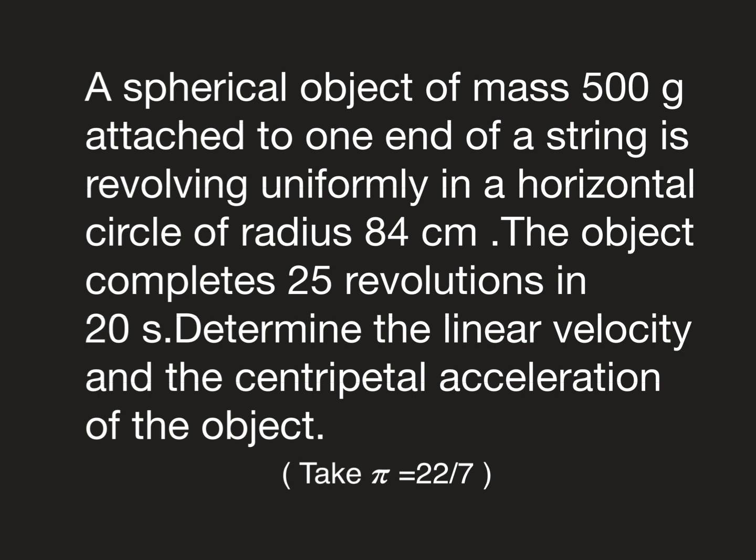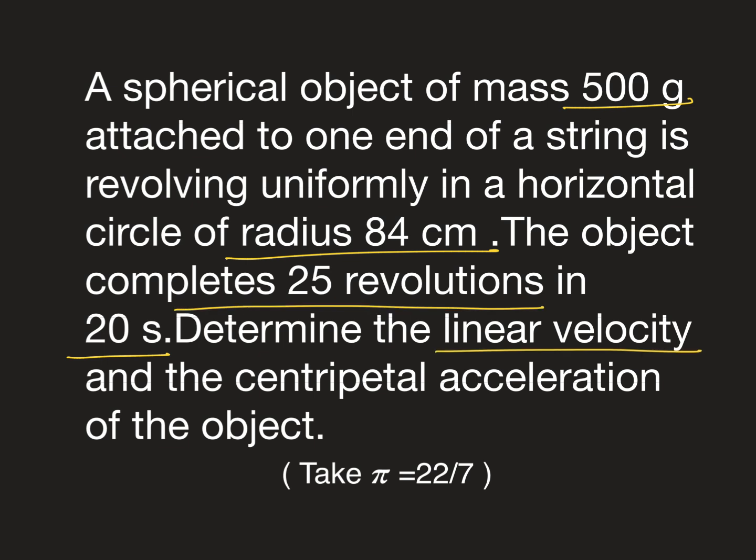A spherical object of mass 500 grams attached to one end of a string is revolving uniformly in a horizontal circle of radius 84 centimeters. The object completes 25 revolutions in 20 seconds. Determine the linear velocity and the centripetal acceleration of the object. Take pi as 22 over 7.